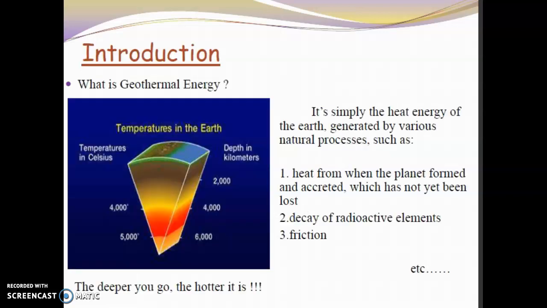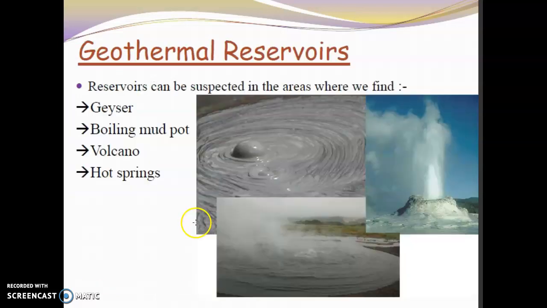So what is geothermal energy? It is simply the heat energy of the earth generated by various natural processes, such as heat from when the planet formed and accreted which has not been lost, decay of radioactive elements, and friction. The deeper you go, the hotter it is.